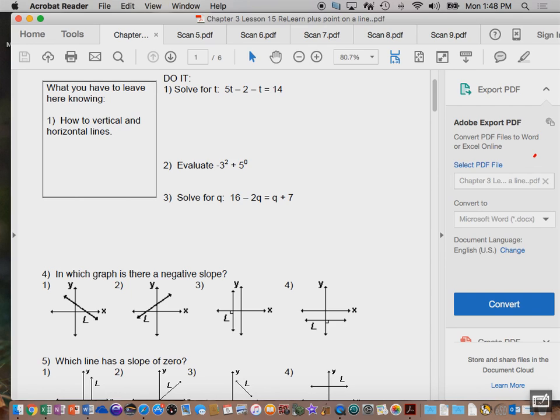So this first one, is this the same side situation or opposite? Same side, good. So 5t's and a negative t, or subtracted t, is 4t minus 2 equals 14.